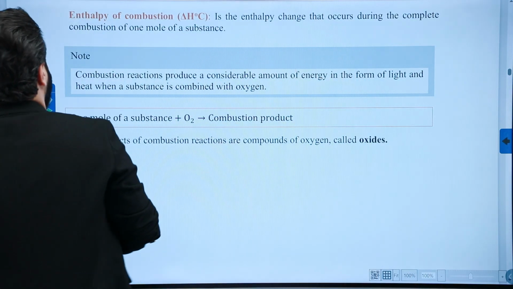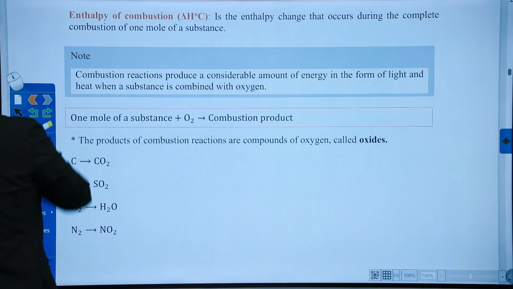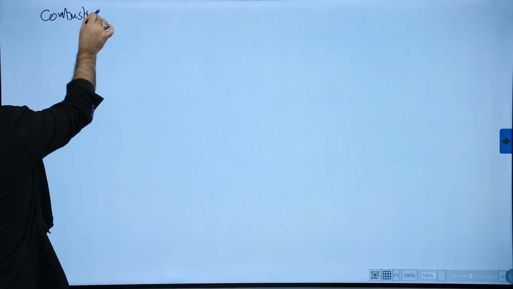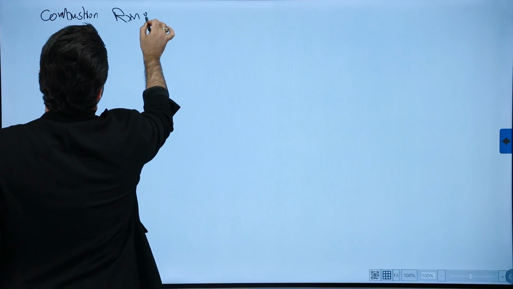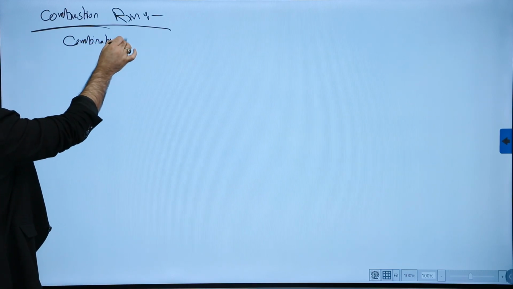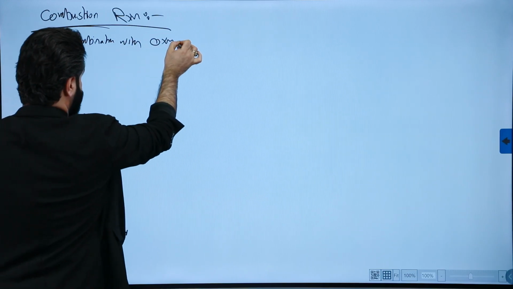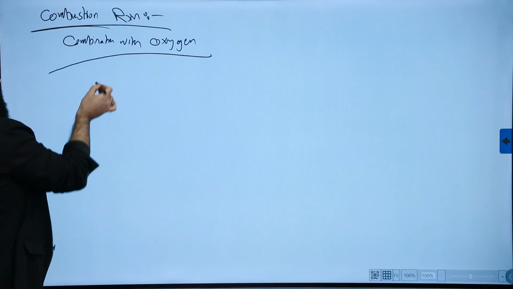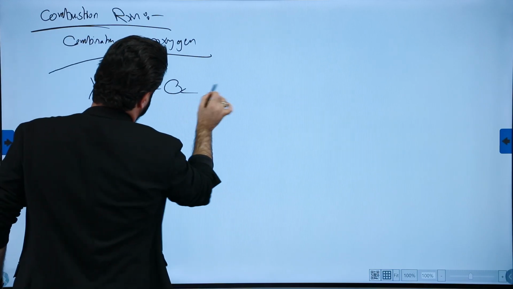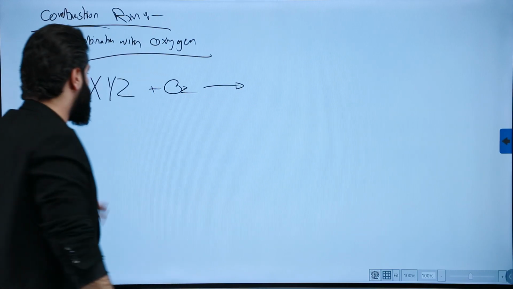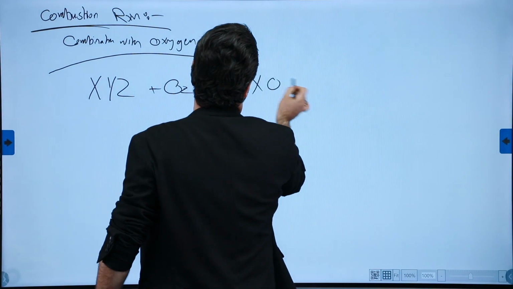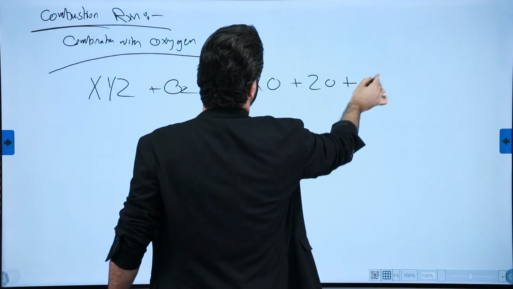So it's time for the combustion reaction. How to write the combustion reaction? First of all, combustion means combination with oxygen. Assume we have an X, Y, Z compound or substance plus O2. So combustion means combination of the ingredients or the atoms with oxygen, to form XO plus YO plus ZO.